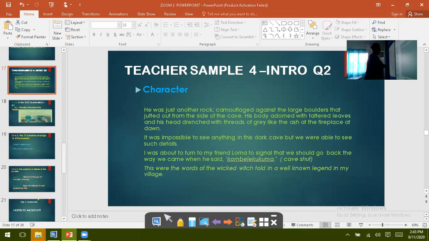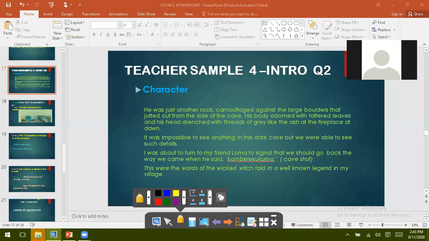And then there is character. You can also describe character at the start. Someone read for me the first sentence. Yes, thank you.